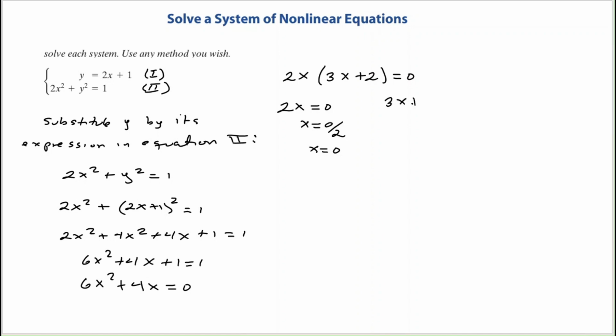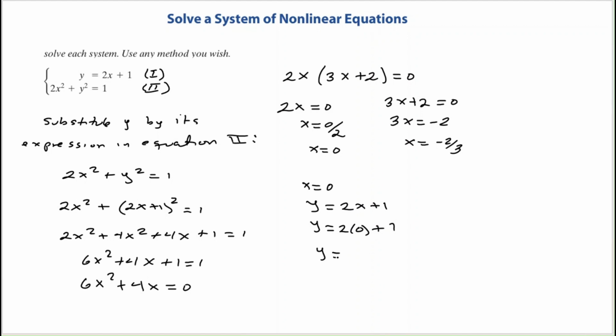Now 3x plus 2 equals 0. So 3x equals negative 2. So x is equal to negative 2 over 3. So we have two values of x. Now we're going to find the values of y. So when x is 0, y equals 2x plus 1. So y equals 2 times 0 plus 1. So y is equal to 2 times 0, 0 plus 1 is going to be 1. So we're going to have one solution that would be (0, 1).